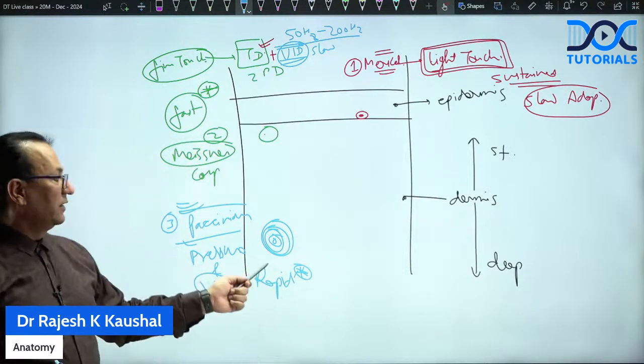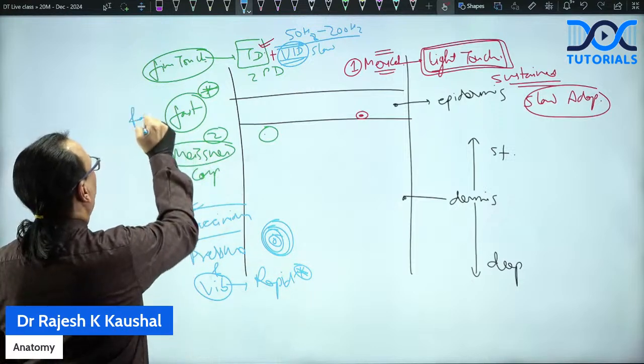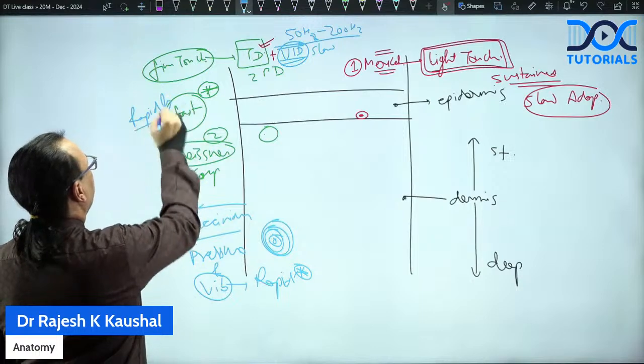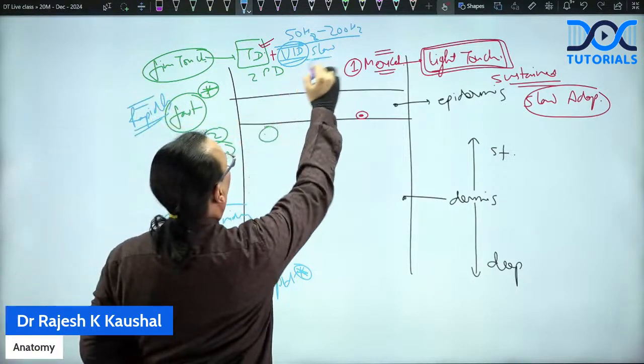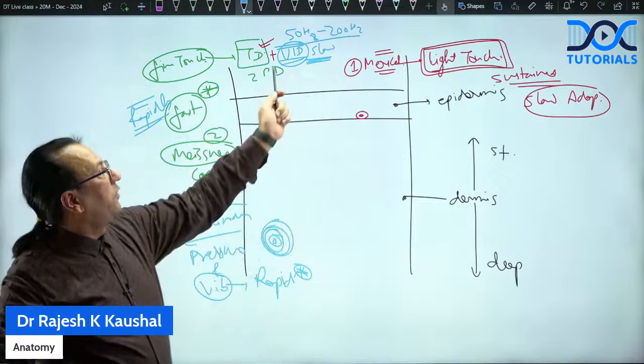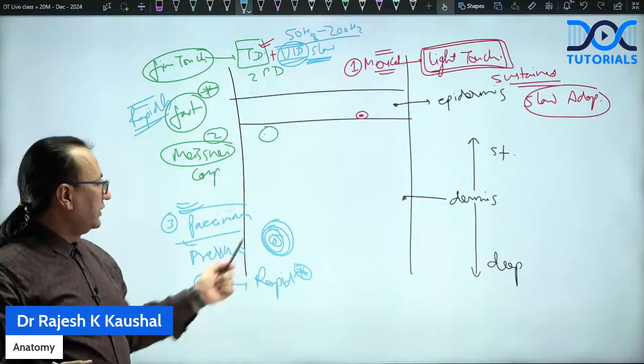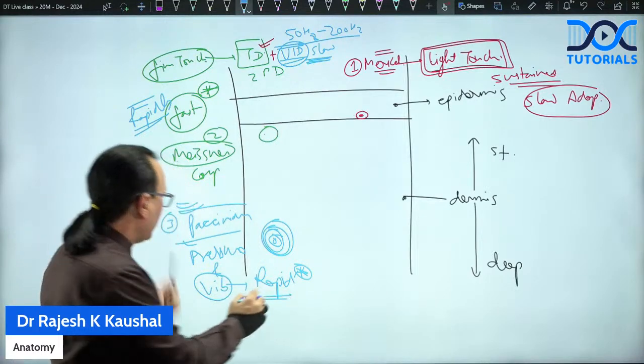And that is Pacinian, because the Meissner, though it is rapidly adapting, is detecting a slow grade of vibration. Vibration means that frequency. So if that frequency is less, then it will detect the Meissner. Otherwise, if frequency is rapid vibration, then it will be Pacinian.